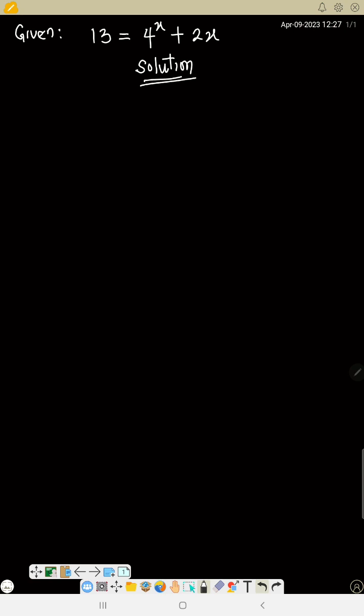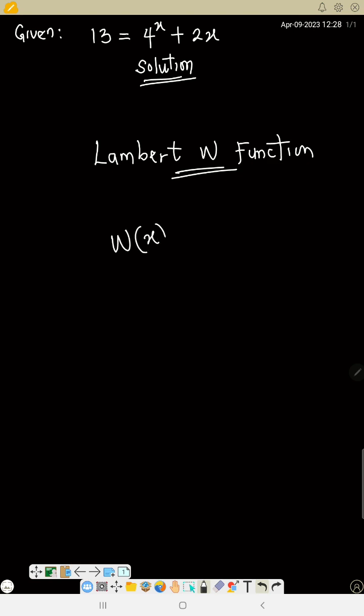So now the method I will use here is called Lambert's W function. So now the definition for Lambert is W(s) equals s e raised to power s, where the W is the product log W function. So the definition is s e raised to power s.